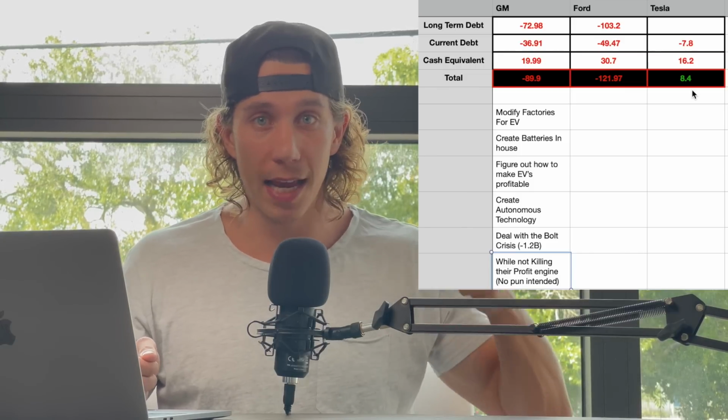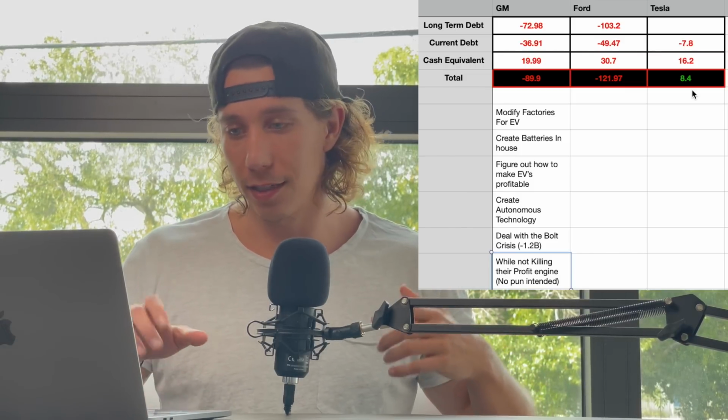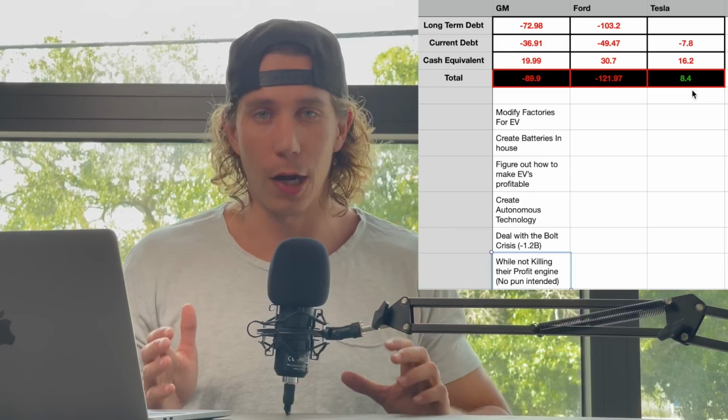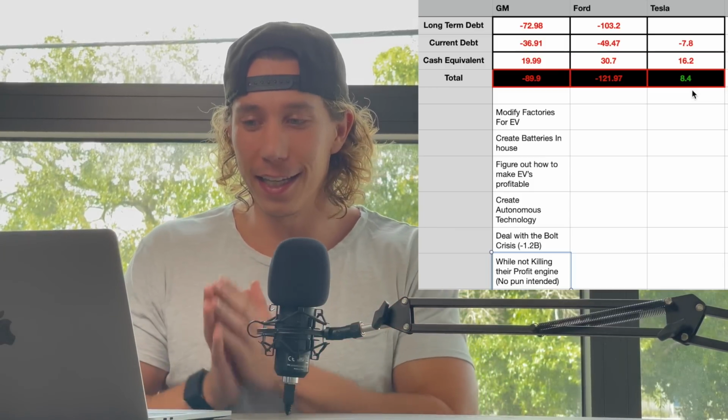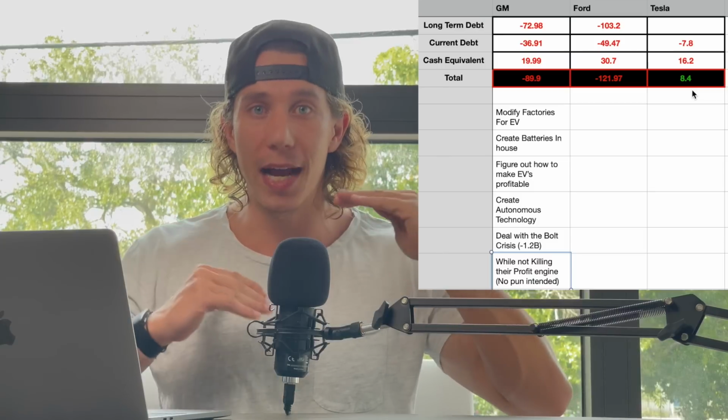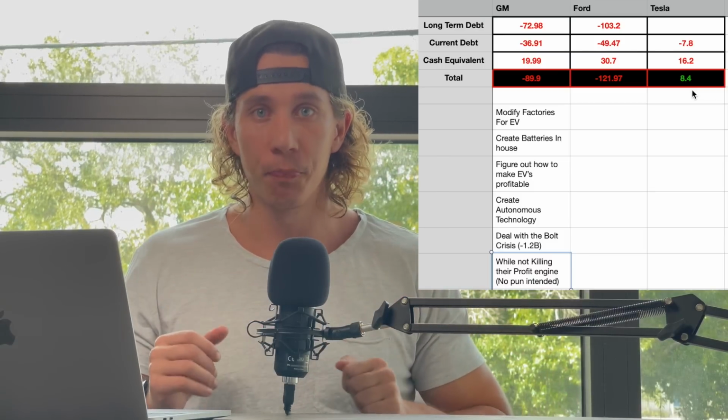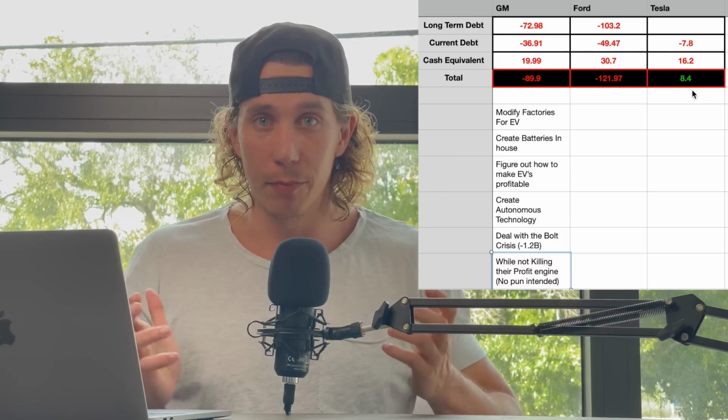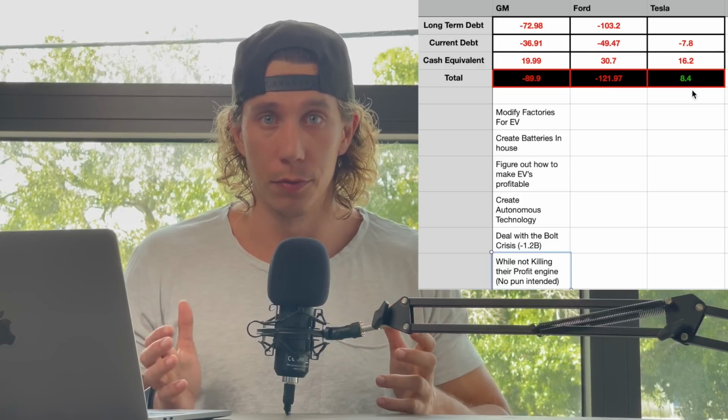They need to keep that cash coming in. And like I noted here, no pun intended on the profit engine, right? But it's very important that they make sure they balance that out very carefully. Otherwise, for lack of a better word, they're going to be screwed.